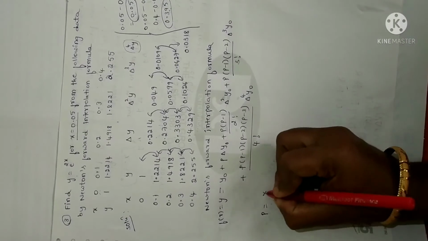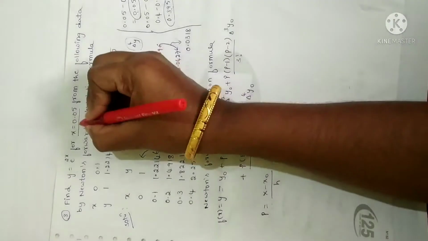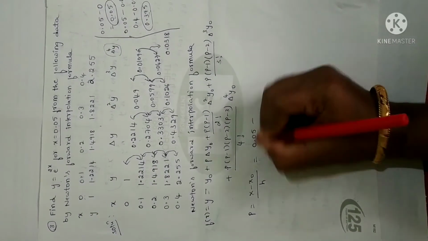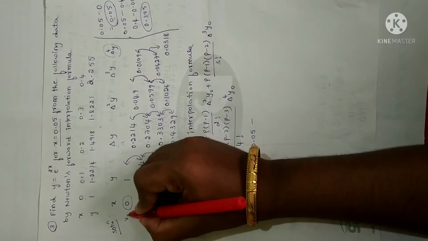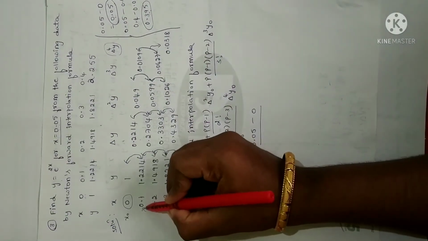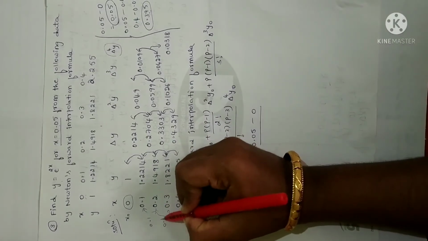Now let me calculate the p value. Formula for p is x minus x naught divided by h. As I already told you, x is the given value, that is the unknown value, that is 0.05, minus x naught, which is the first value of x, it is 0, divided by h, the common difference. 0.2 minus 0.1 is 0.1, 0.3 minus 0.2 is 0.1.